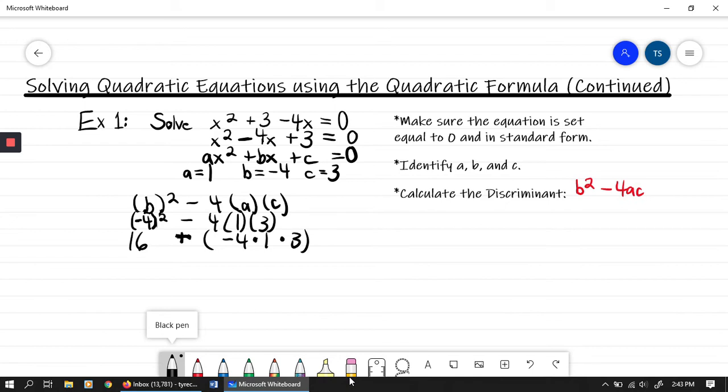All right, so this is -4 times 1 times 3. That gives you -12. So this winds up being 16. You can either say plus -12, or you can say just 16 minus 12. Again, I'm just showing you this calculating part, because I'd hate to see somebody get the problem wrong because you put it in your calculator the wrong way, or you just didn't know how to calculate it. 16 minus 12 equals 4. So our discriminant here is 4.